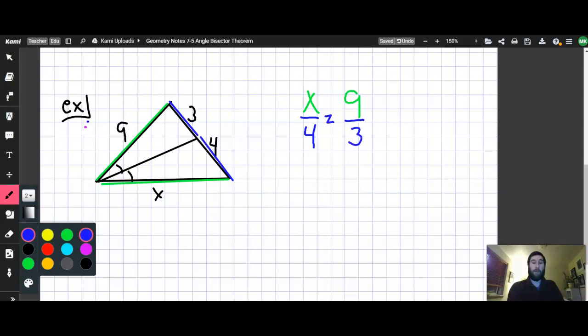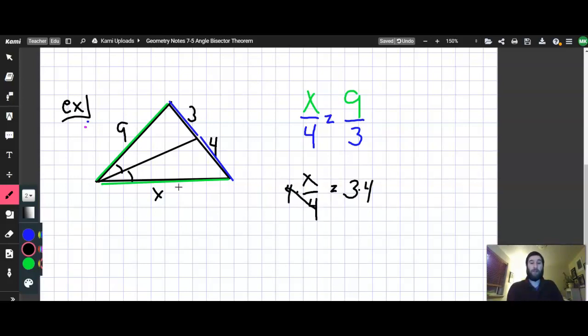And ladies and gentlemen, from here we can solve. I'm going to go ahead and just simplify my 9 over 3 first, because 9 divided by 3 is 3. So 3 is equal to x over 4. And from here we can multiply by 4 on both sides to mean x is 12. Perfect. Let's take a look at another example.